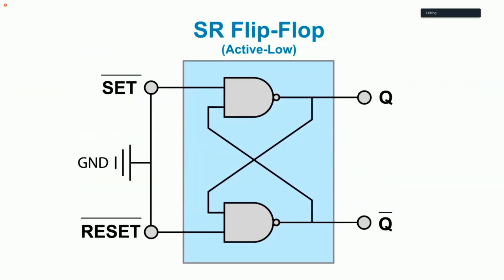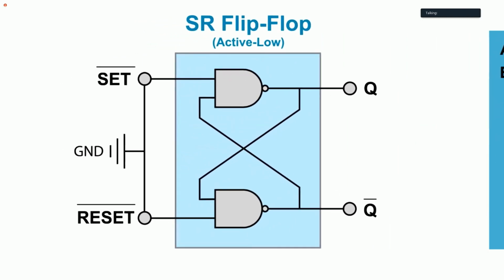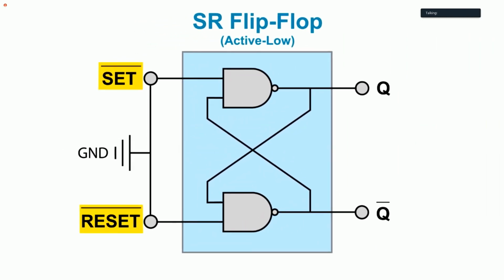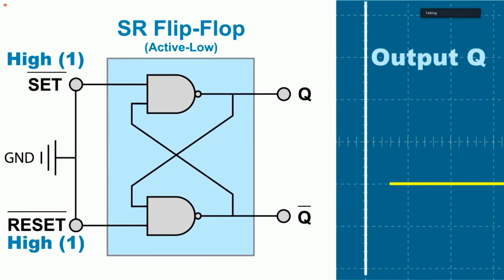First, let's take a look at the other type of SR latch, an active low flip-flop, this time made of two NAND gates. Remember that the output of a NAND gate is high, unless both inputs are high, making the output low. Notice the inputs on this flip-flop are set bar and reset bar. This tells us they are active low, meaning the inputs are normally high.